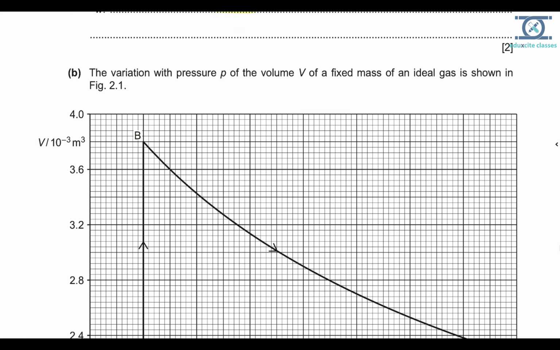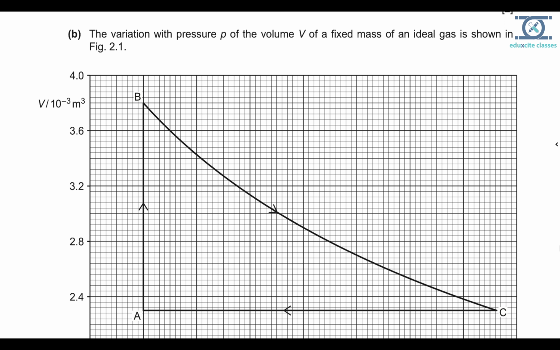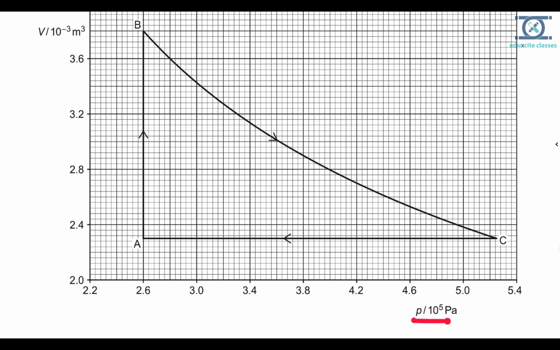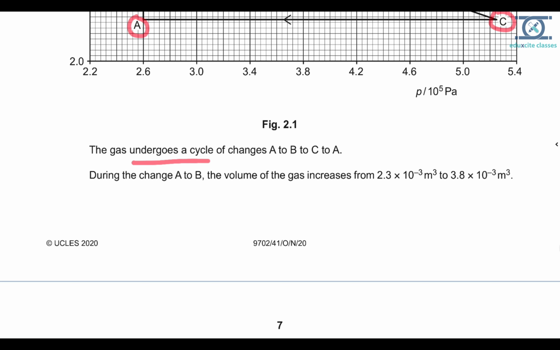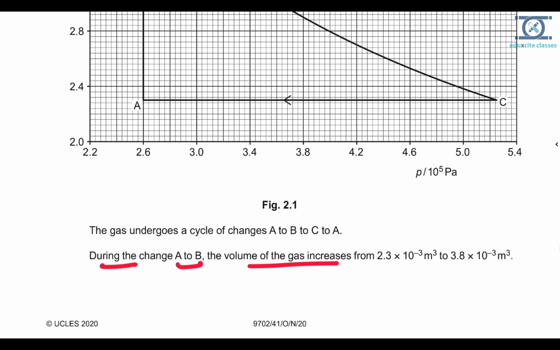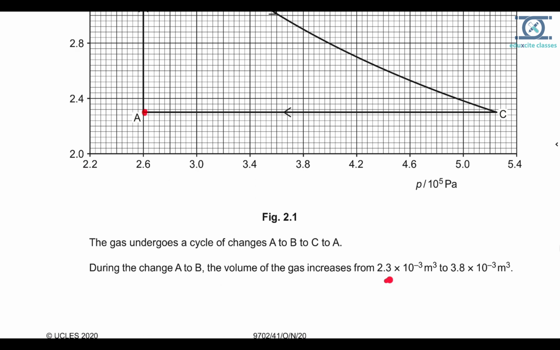Now in the B part, there is a graph of the variation of pressure p with volume V of a fixed mass of an ideal gas. The pressure is on the x-axis and volume is on the y-axis. These are points A, B and C. The gas undergoes a cycle of changes from A to B, then B to C and then C to A. During the change from A to B, the volume of the gas increases. You can see here from A to B, the volume is changing from 2.3 to 3.8.